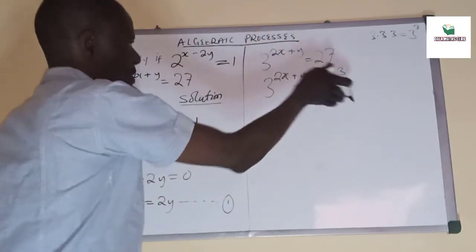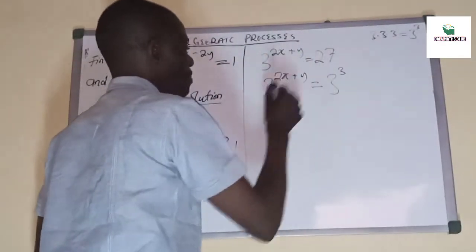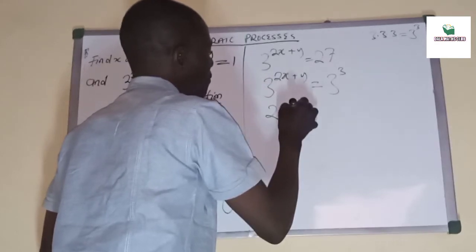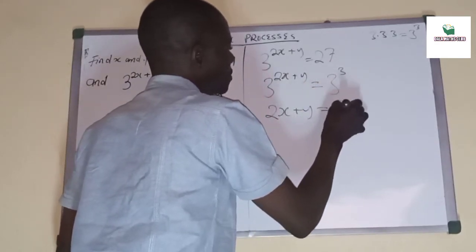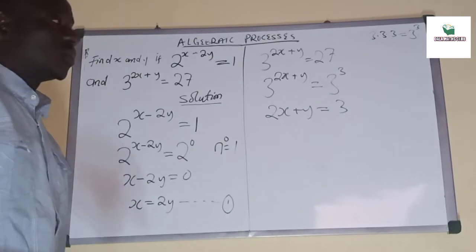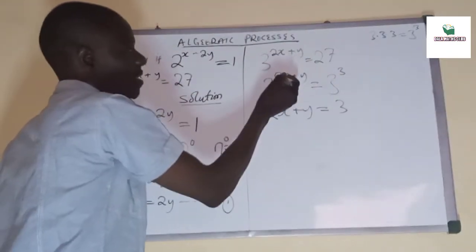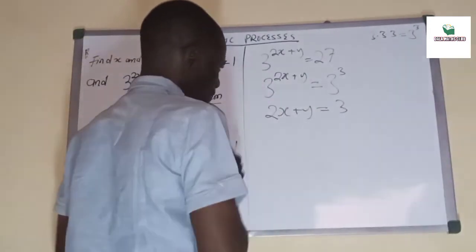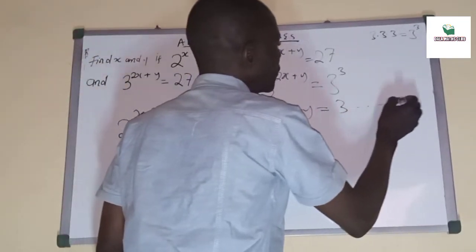The same, we drop our base, that is 3, and use the powers. So we have 2x plus y is equals to 3, because we have the power 3 here, and here we have the power 2x plus y. So from here we have equation number 2.